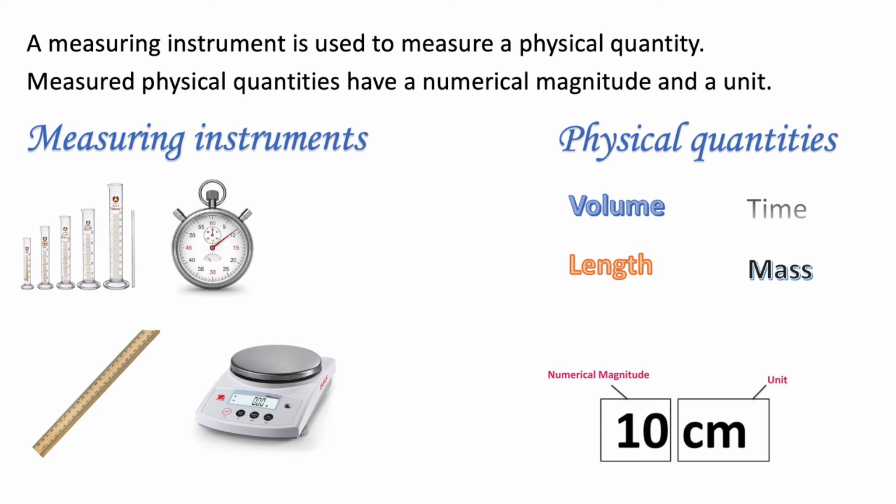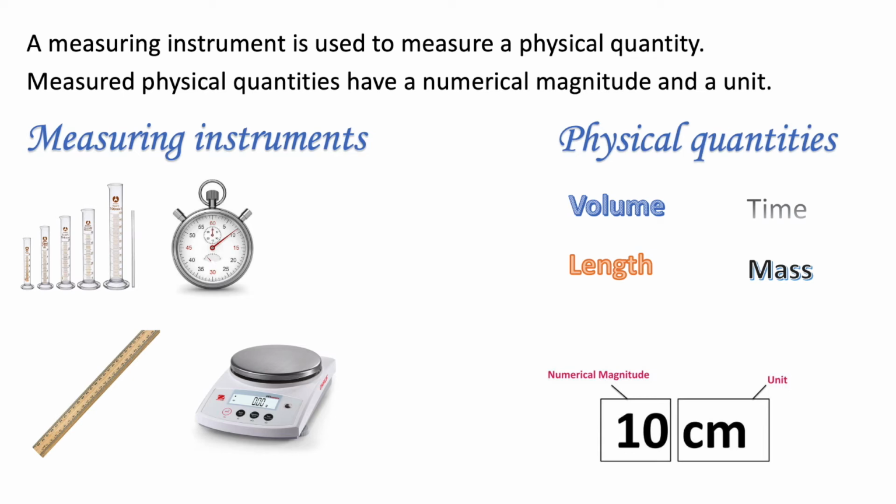Here you can see some pictures of measuring instruments. A measuring cylinder is used to measure volume of liquid. A stopwatch is used to measure time. A meter ruler is used to measure length. And a digital weighing machine is used to measure mass. Volume, time, length, mass, these are all examples of physical quantities measured using a measuring instrument.